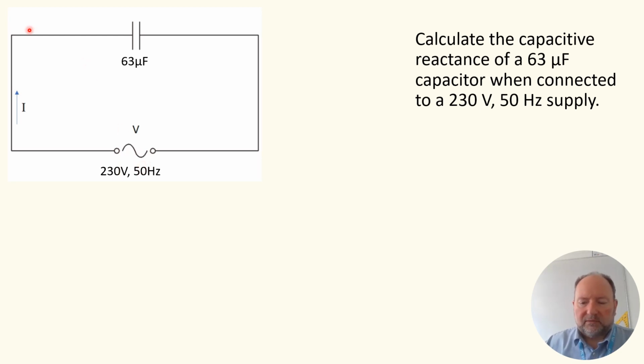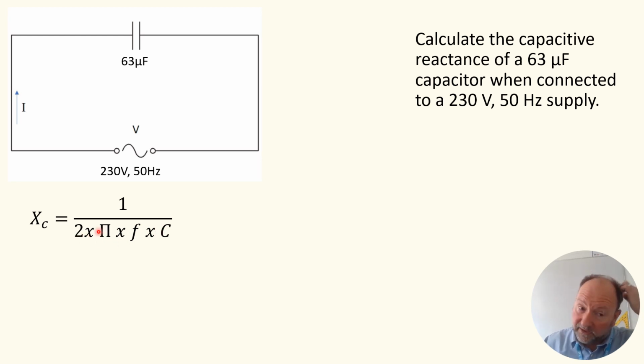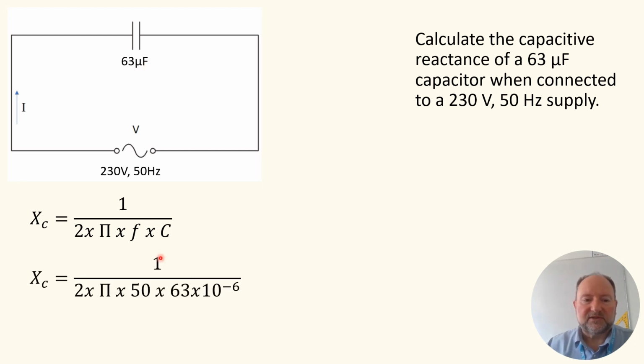Now there's no way around this. You're going to have to remember the formula, and the formula for this one is XC, capacitive reactance in ohms, is 1 over 2 pi FC. Well, 2 is a constant value, pi is a constant value, F is the supply frequency in hertz, and C is the capacitance in farads. So let's stick the numbers in.